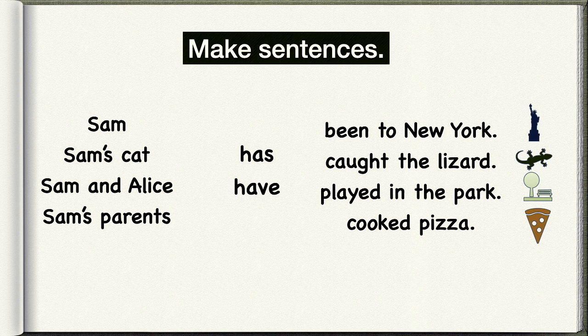Look at the structure of these sentences again. We put the subject: Sam, Sam's cat, Sam and Alice, Sam's parents. Then we put the auxiliary verb, has or have. Then we put the past participle and the place and object if it's necessary.